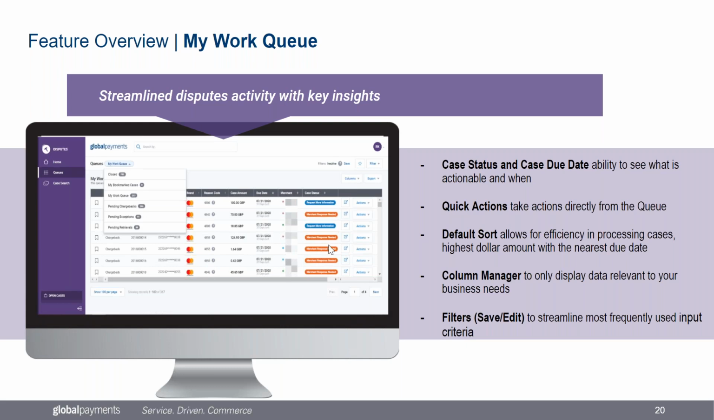But also, there's a default sort. We are going to show you the oldest due date with the highest dollar amount. So that is really focusing in on exactly what you need to work first and second and third. And again, we also have filtering, and we also have columns and export. So very similar to Merchant Portal. And you're also able to create filters and save them and edit them for use later.